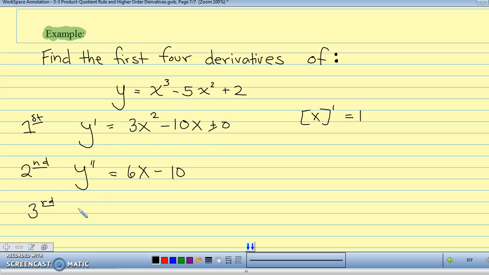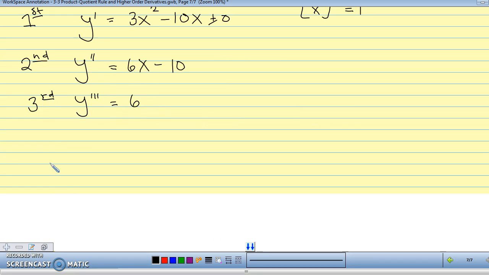The third derivative is just 6. And then finally the fourth derivative is 0 because the derivative of a constant is 0. That's all.